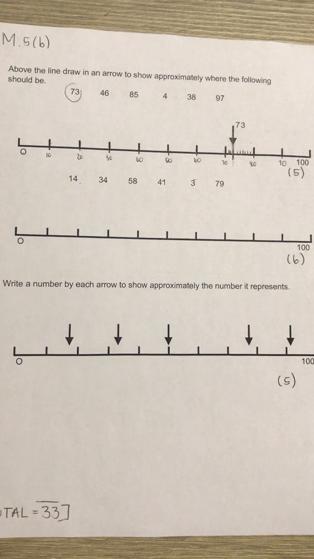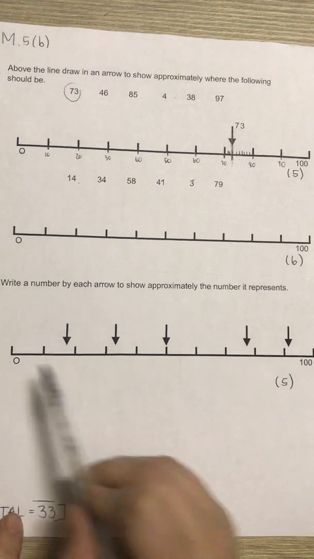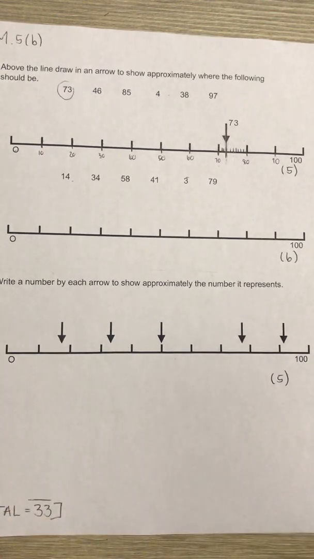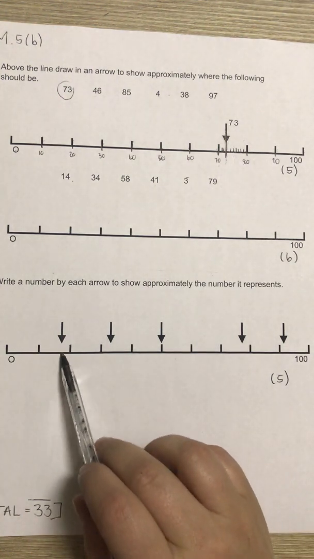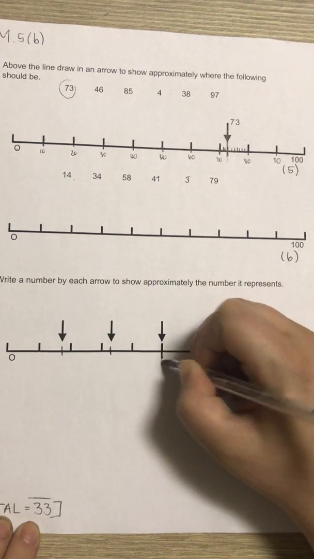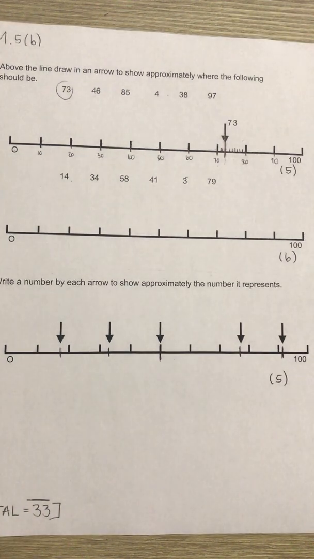Good, I'm quickly going to say this. Write a number by each arrow to show approximately the number it represents. You again divide it into how you can get it from 0 to 100. And then underneath each arrow, tell me about which number it is. Which number would fall here, here, here, here, and here. You will need to go figure that out. Draw your small lines, do your counting, do it properly, and figure out which number belongs under those arrows.